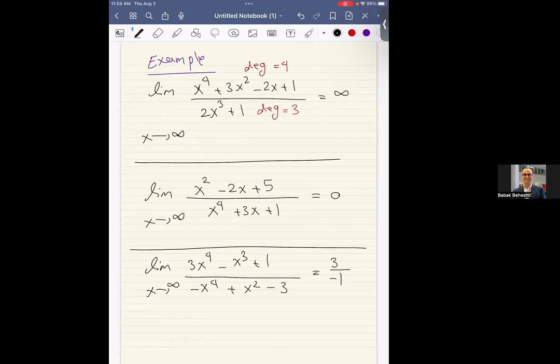So when the degrees of the denominator and numerator are equal, the limit at infinity is the top coefficient of the numerator divided by the top coefficient of the denominator, like 3 and minus 1. Any question so far? Yes.